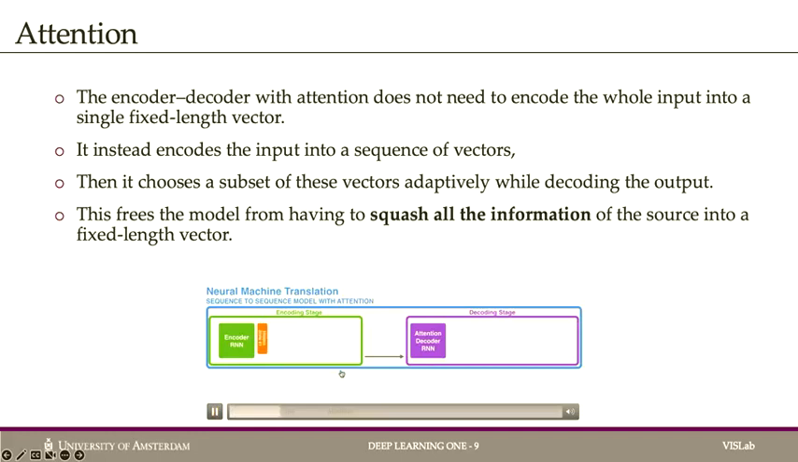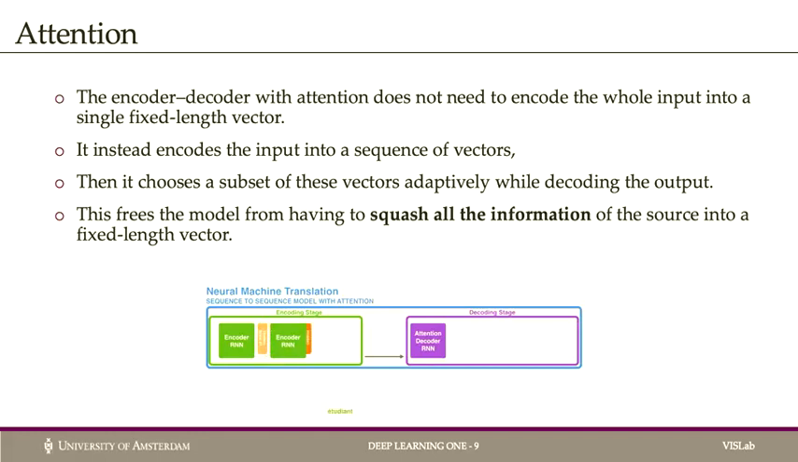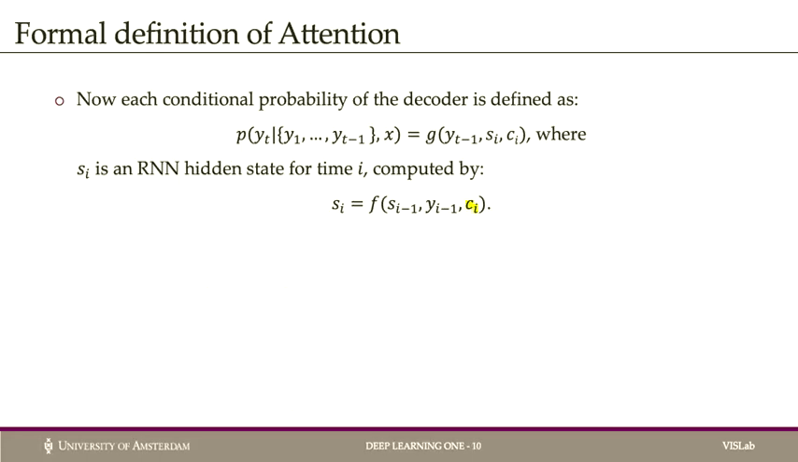So we don't compress the inputs anymore into just one fixed-size vector, but we keep all the hidden states, and then we learn which ones are more important and which ones are not that important. So basically, we learn where to pay attention, hence the name attention. Now let's formally define attention.